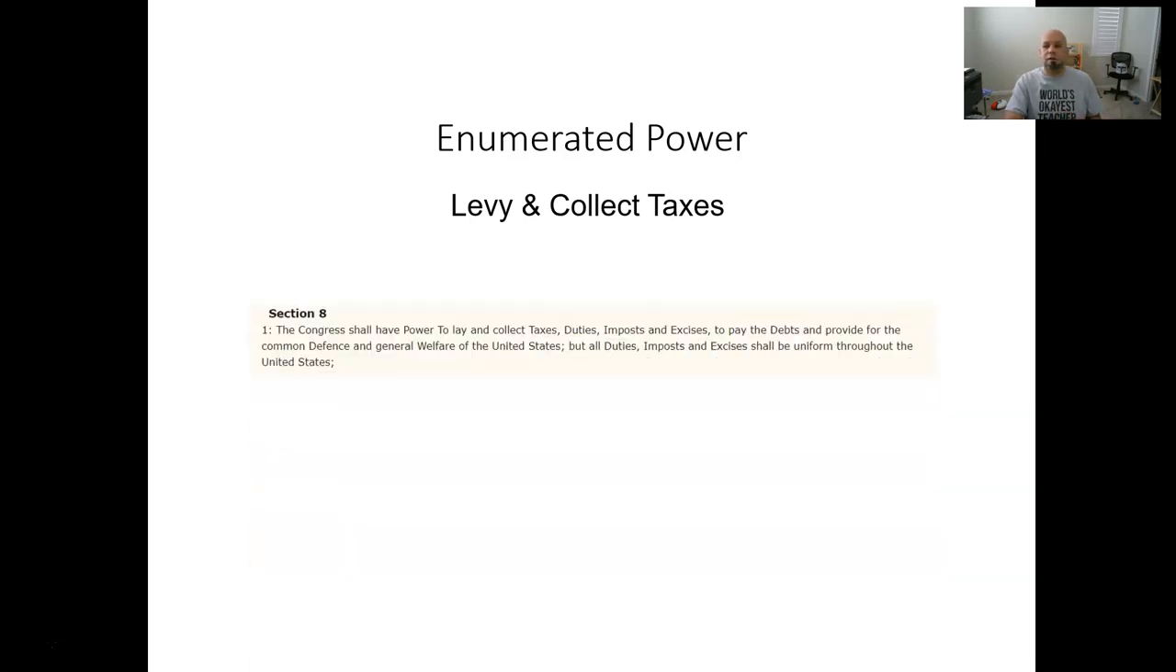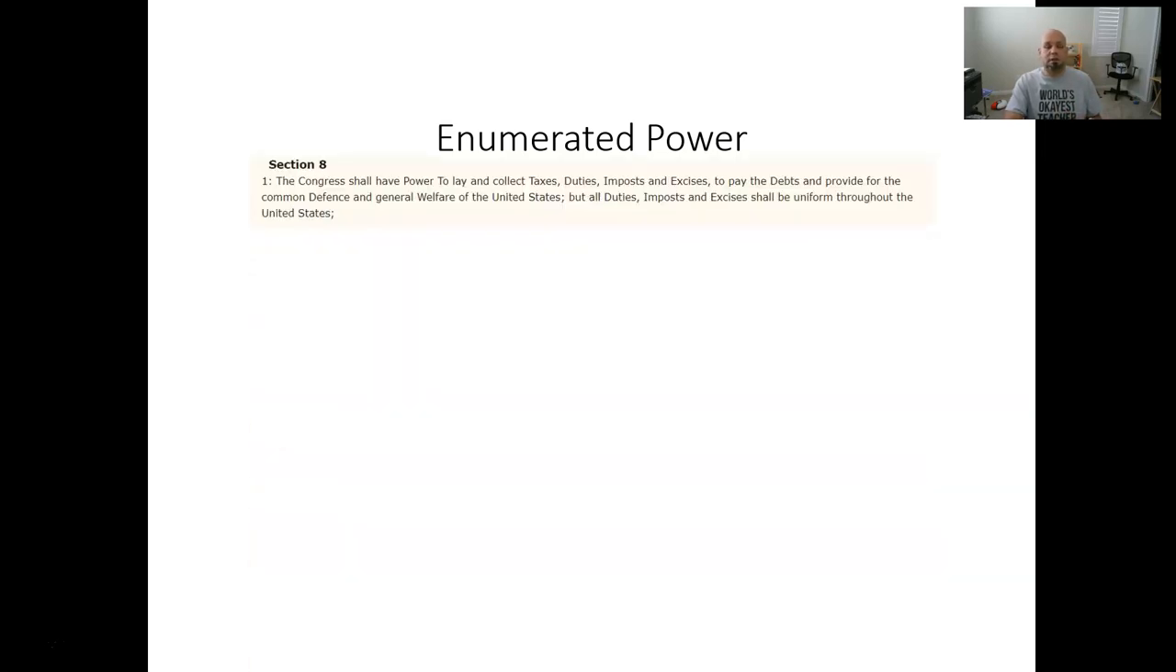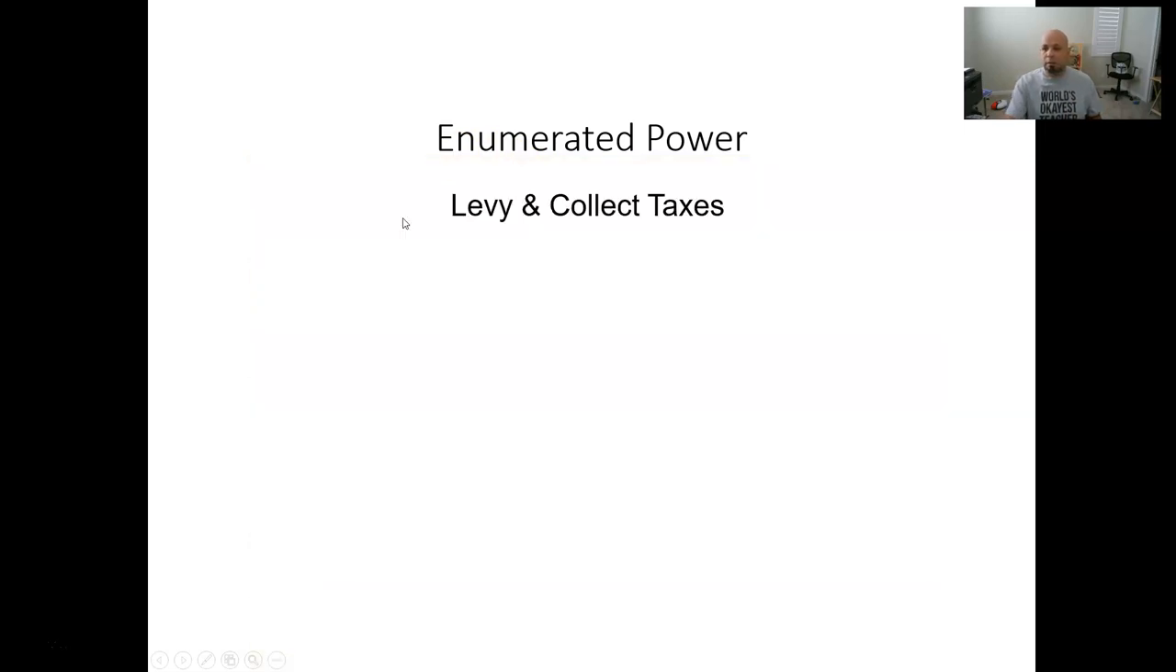Let's talk about enumerated powers, because it talks about it in your book. So what is an enumerated power? Okay, to levy and collect taxes. Now, the Constitution, Article 1, Section 8, and you can read this here. This is what it actually says about Congress doing taxes. This is an enumerated power. It is clearly stated in the Constitution. This is literally what it says.